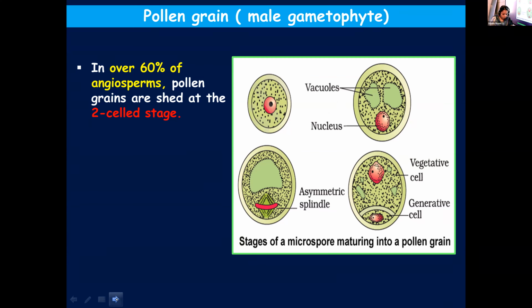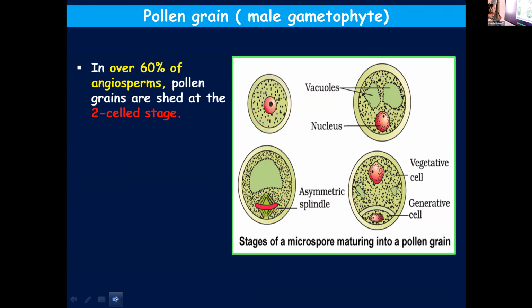In more than 60% of the angiosperms, when pollen grains are released, they will just have a vegetative and a generative cell. Male gametes are not formed. But as the pollen tube starts forming after germination, as it is moving towards the female gamete, the generative cell will undergo mitotic division, not meiotic, and form two male gametes.